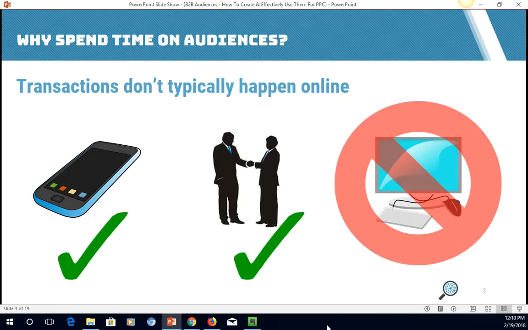Well, a big reason for that is transactions typically don't happen online. In the B2B space, you're talking about purchases that can be tens of thousands to millions of dollars. And so those types of transactions tend to happen with a personal touch, right? Sometimes over the phone, most of the time in person, but someone's not going to do that transaction online.